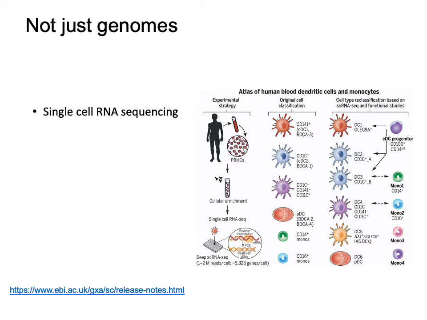Now, we can have a look at this website from EBI, and they update this periodically. For example, we can take a look at the Atlas of Human Blood Dendritic Cells and Monocytes, where they've sequenced individual cells.